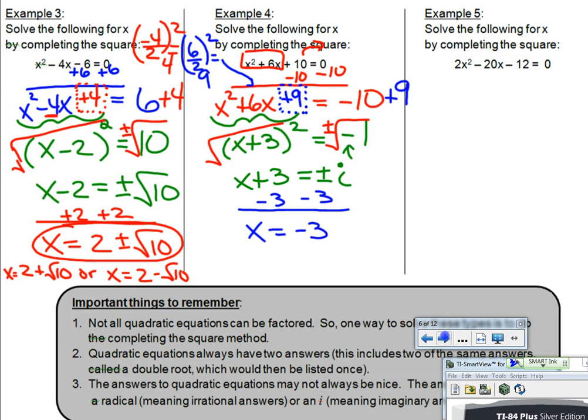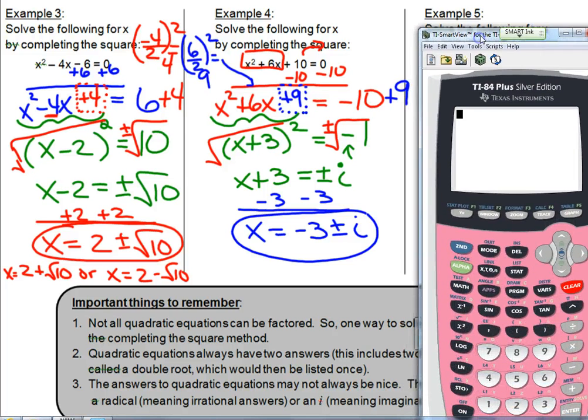You get negative 3 plus or minus i, and you may leave it together. You don't have to separate them. Just to show you real quick, graphically, if you were to put this in your calculator and graph it, and I'll put my 0 in there, and I'll bold it so you can see it.